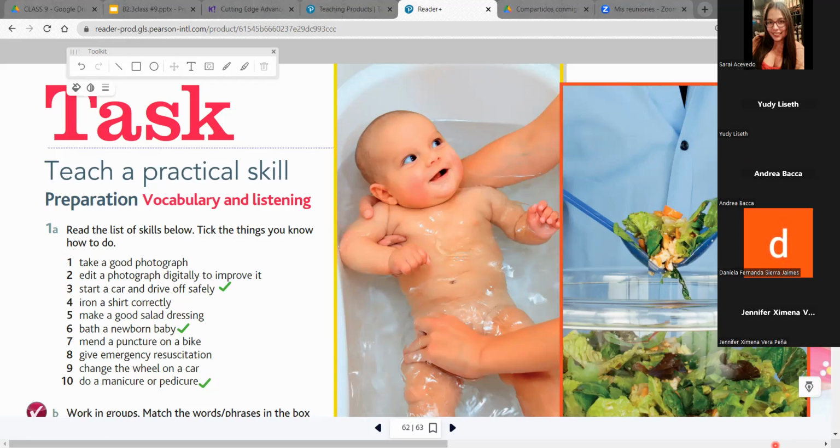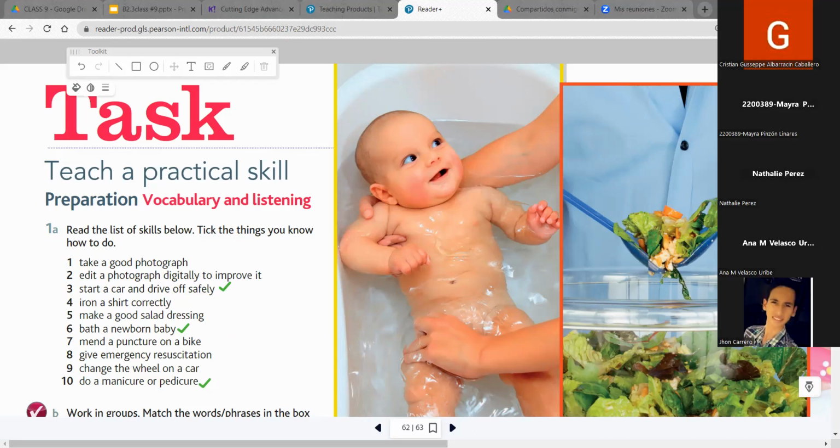Teacher, I think maybe all of them, except number 7, 8, and 9. The rest, all of them except number 7, 8, and 9. Yes. So manufacture on a bike, give emergency resuscitation, change the wheel of the car. Okay, that's good. Excellent, Diana. Sarai is not interested in that at all.